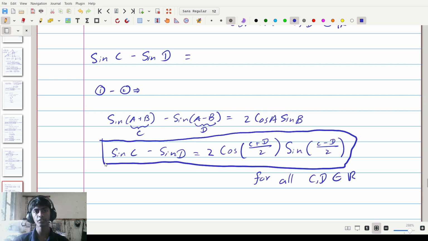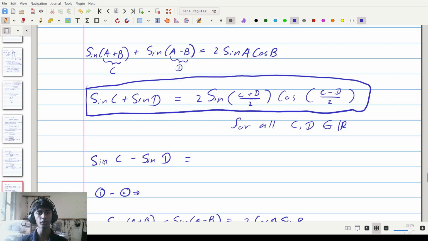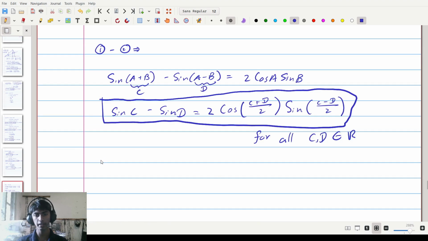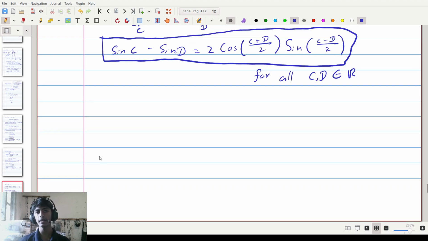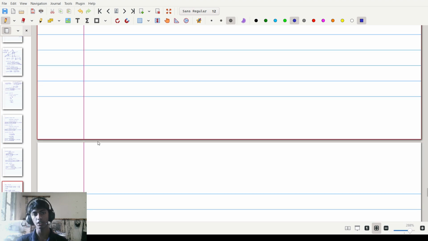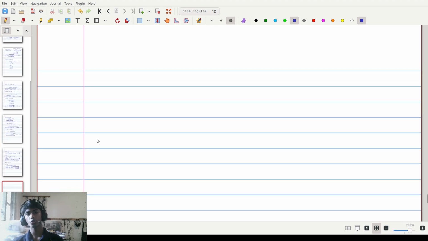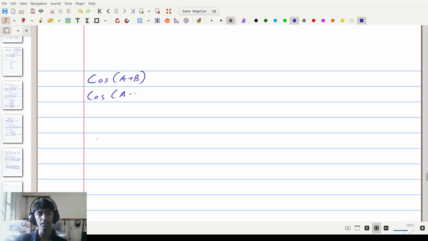So now we have sine of some angle plus sine of another angle, and we have sine of some angle minus sine of another angle. We are also trying to find cosine of some angle plus cosine of another angle, and the cosine of some angle minus the cosine of another angle. So to do this, we're actually going to use, again, in similar fashion to the first thing that we did for sine of C plus D and sine of C minus D, we're going to first consider cosine of A plus B and cosine of A minus B.